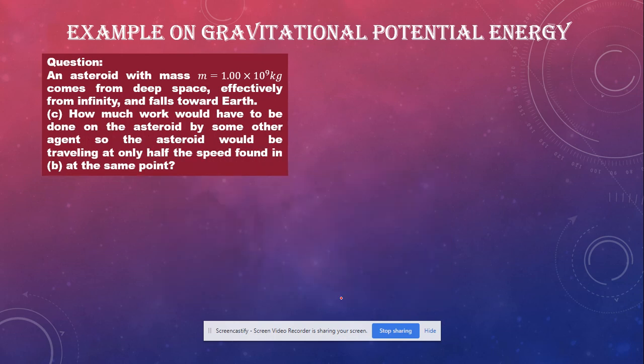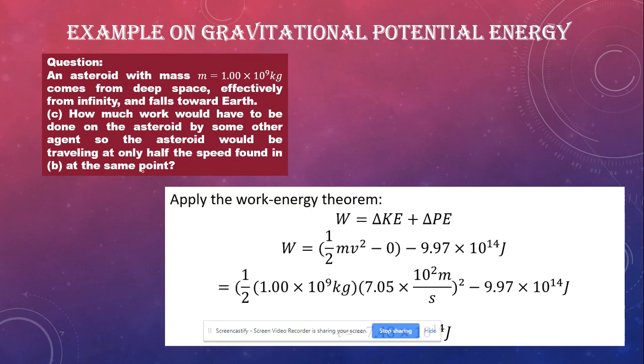Now, with a similar question, question C asks you to find how much work would have to be done on the asteroid by some other agent so that the asteroid will be traveling at only half the speed found in B at the same point. To calculate this one, I will apply the work-energy theorem, which you also learned in chapter 4. The work-energy theorem is equal to this one: W is equal to the change of kinetic energy plus the change of potential energy.